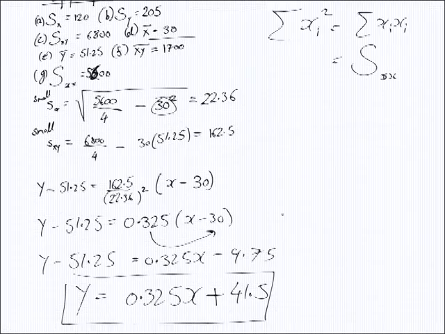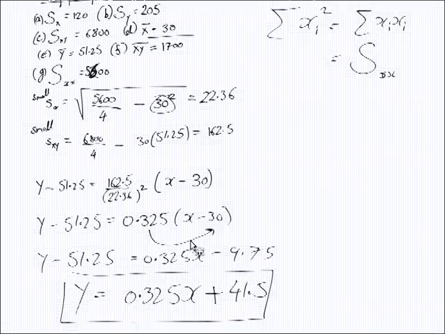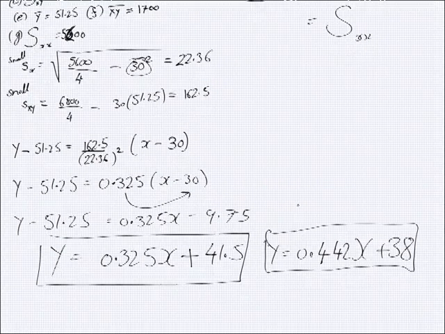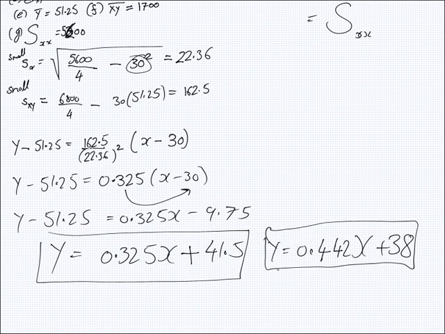Now, the equation we got when we estimated it was what? Y equals 0.442 X plus 38. Now you can see that, unsurprisingly, we weren't exactly right because we were estimating it, but it's not like we were a million miles away, were we? We have underestimated the C. We thought it was 38, but the formula says it's 41.5.